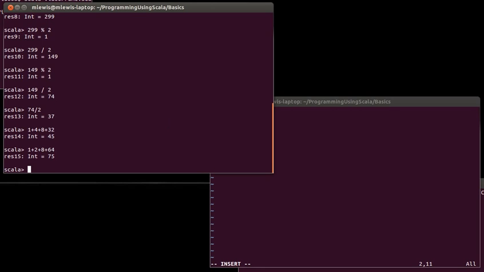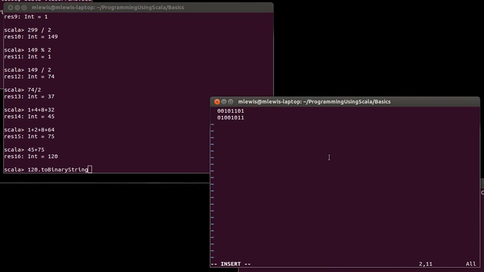The sum of those two would be 120, which we should be able to convert to binary. But before we do that, let's see how we would add these together. In fact, I'm going to insert an extra line here.